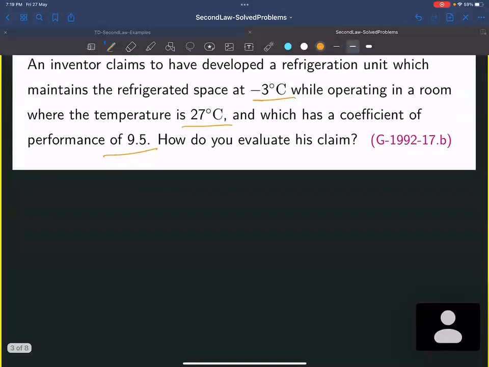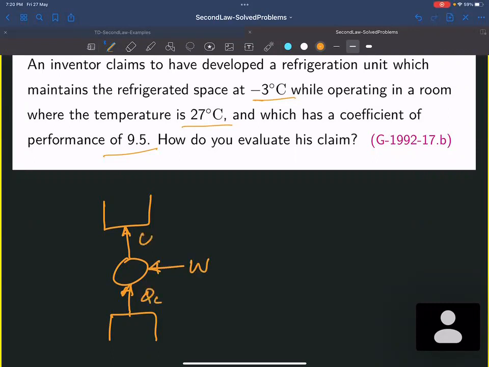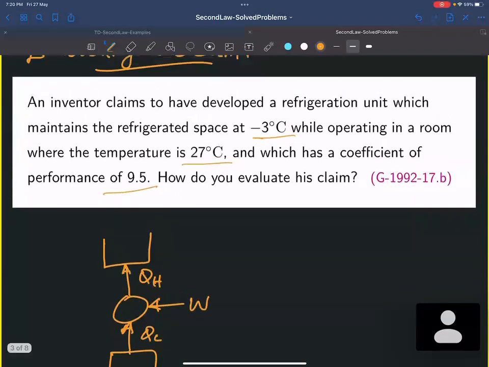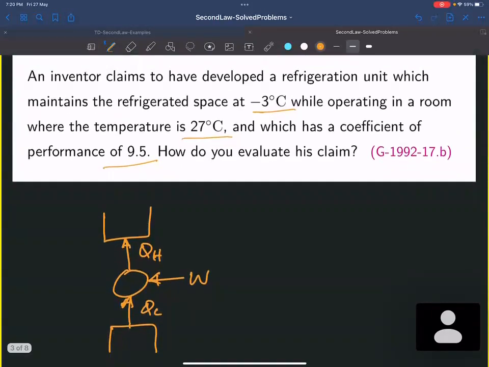So again, we are going to represent the schematic. This is the process happening in the reverse direction. We are adding work, we are taking heat and rejecting it to the surroundings at QH. The refrigerator space is at -3 degrees Celsius, and the high temperature is at 27 degrees Celsius.